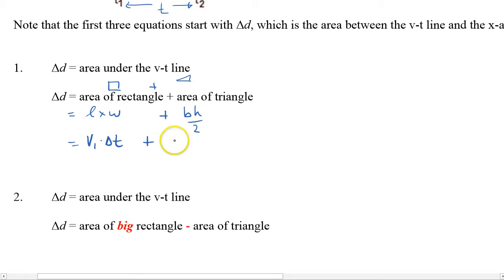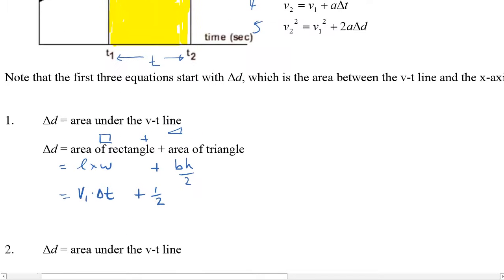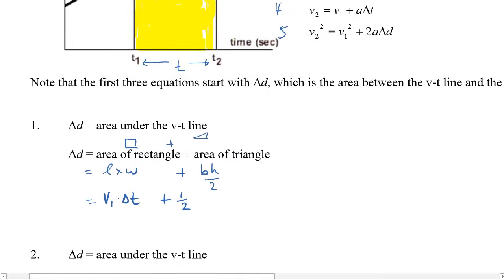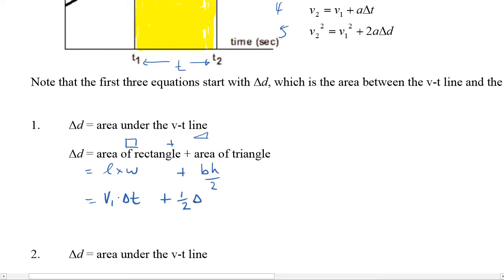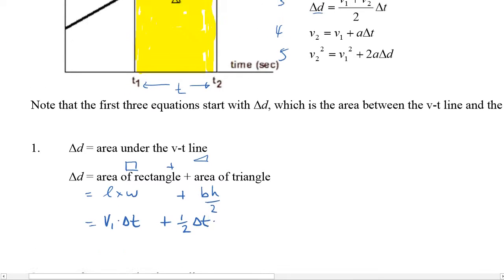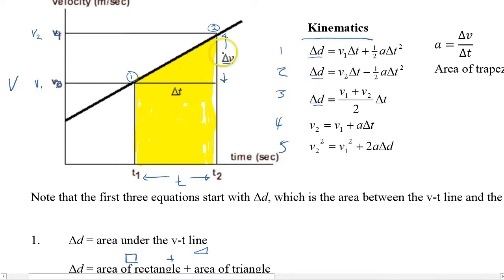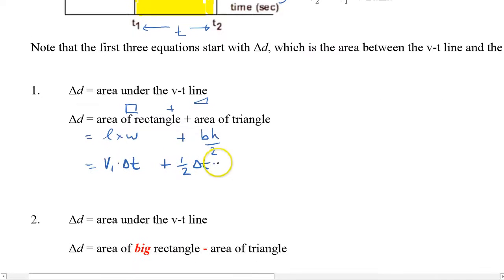I'm going to bring out this half part out front. Okay, so that's the divided by 2. It's the same thing as saying a half multiplied by the base. Now that base is still the delta T, and the height is, this height is delta V.